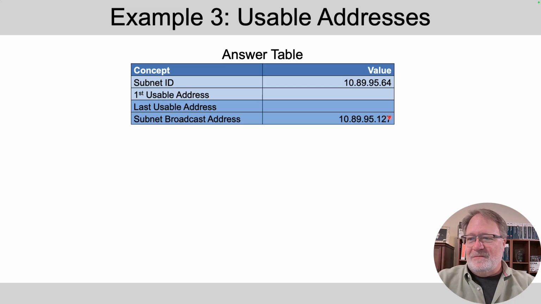Example 3, just to be complete, here's the answer for the subnet ID, ends in .64, so the first usable ends in .65, and you guessed it, the subnet broadcast address ends in .127, so the last usable address ends in .126.